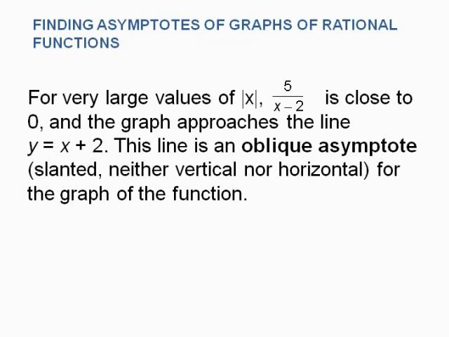So for very large values of x, 5 over x minus 2 is close to 0, and the graph approaches the line y equals x plus 2, which is called an oblique or slant asymptote for the graph of a function, and we will look at getting into the graphing part next, now that we've got some background into the basic graphs and how to get asymptotes. We're all set for graphing rational function action in the last of the 3 videos.